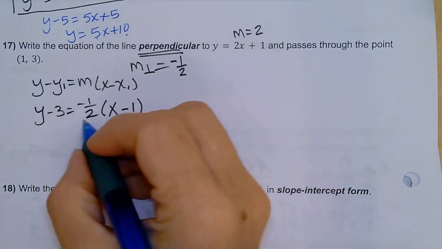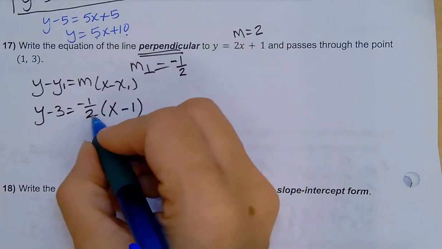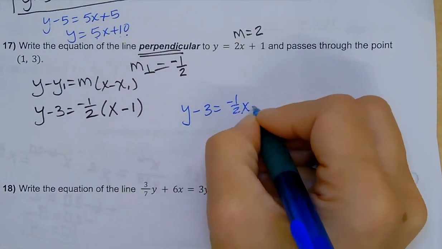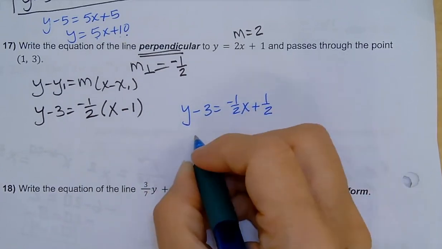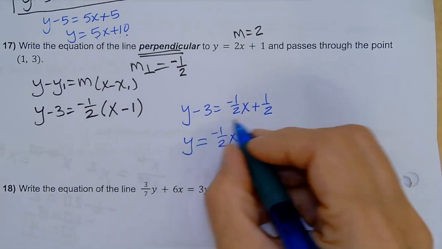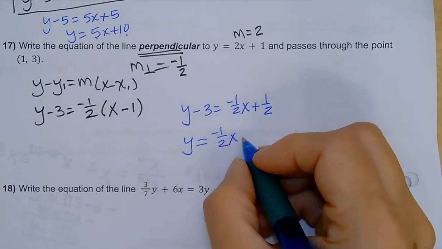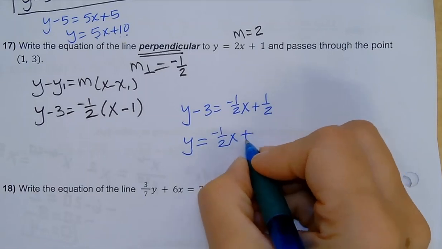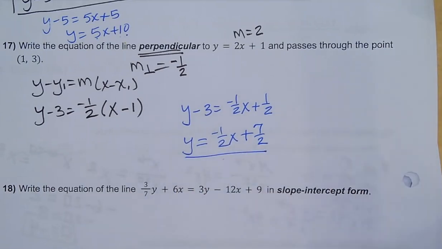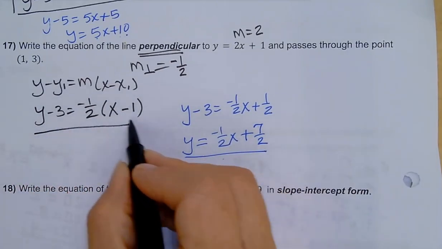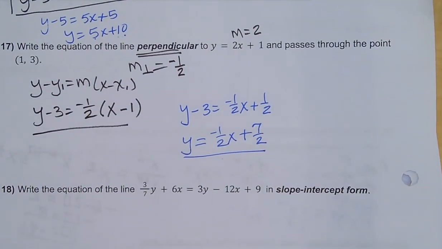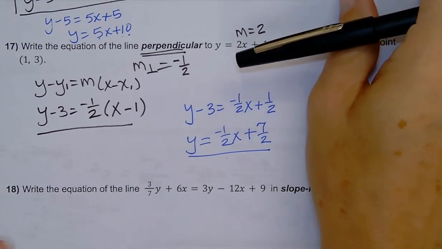If I want slope-intercept format, I'm going to distribute that negative 1/2. So I have y minus 3 equals negative 1/2 x plus 1/2. I'm going to add 3 to each side, so y equals negative 1/2 x plus 3, which is plus 6 over 2, so I'm going to say plus 7/2. So this is my slope-intercept form, and this is my point-slope form. These are the same line, and since the question did not specify which format you needed to use, either one would be acceptable.